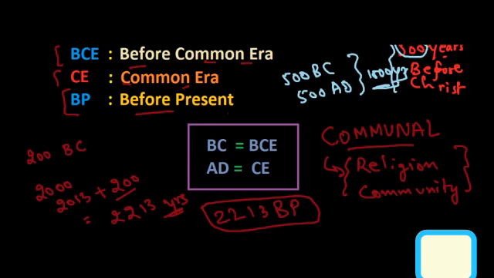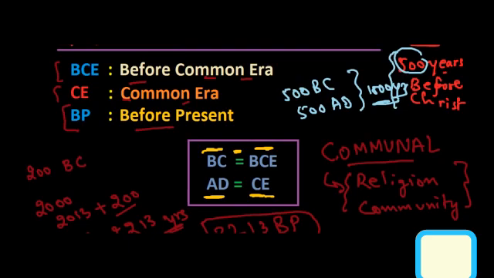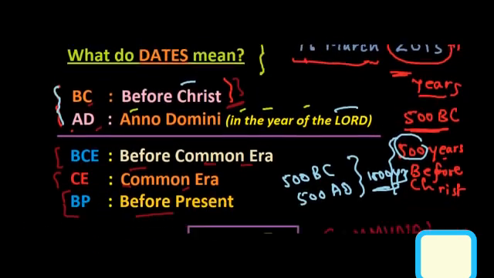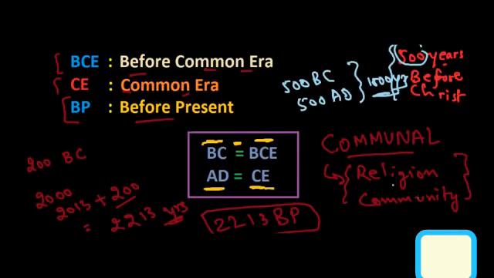Okay, so in other words, we can say BC is equal to BCE and AD is equal to CE. That is, Anno Domini is similar to CE when you see any date mentioned in the books, and BC, that is before Christ, is equal to before Common Era, if you see it in the particular box.